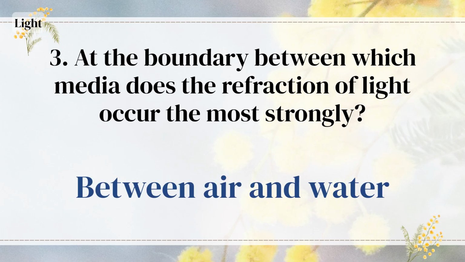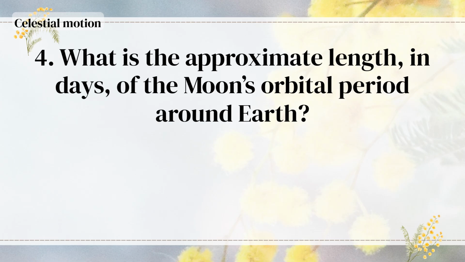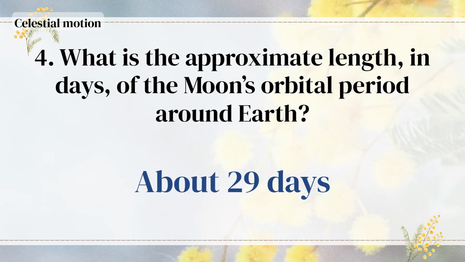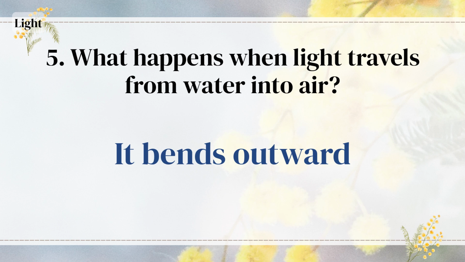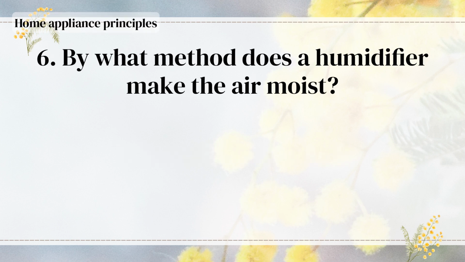Between air and water. What is the approximate length, in days, of the Moon's orbital period around Earth? About 29 days. What happens when light travels from water into air? It bends outward. By what method does a humidifier make the air moist?